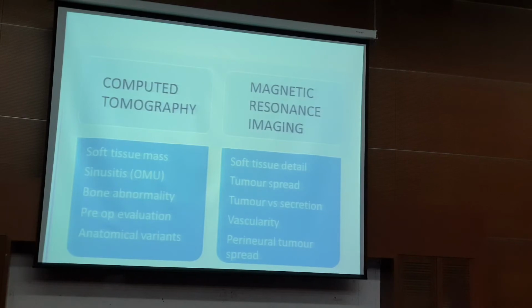Again, this is just a list of things that we do. Basically, if you're going to look at the sinuses, OMU, then CT would be the modality of choice. Bone abnormality, CT. Deeper, complicated cases, looking for soft tissue detail, MRI. Tumor spread, perineural spread, these would all be better seen on MRI.